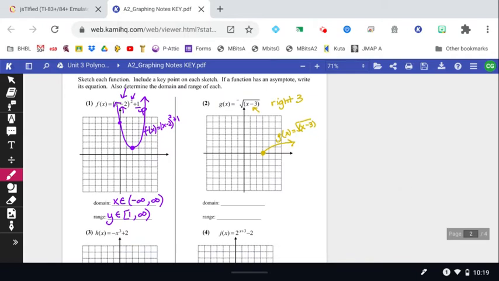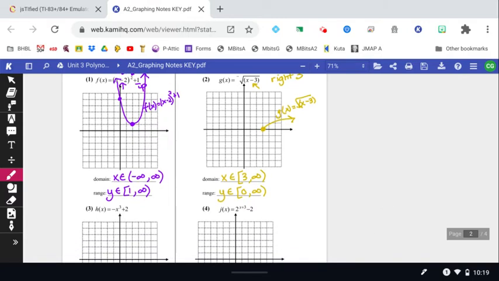All right, my domain of this function, notice that it goes over to the right 3. So my domain goes from 3 to infinity. And my range, notice that it's touching the x-axis, so it's going from 0 to infinity.